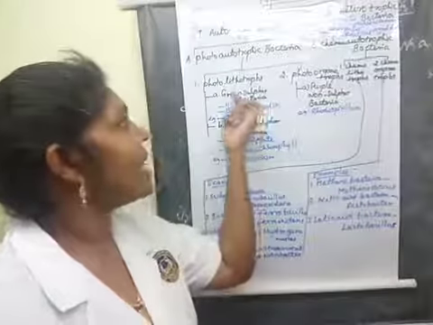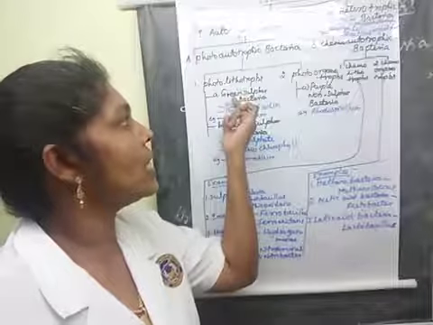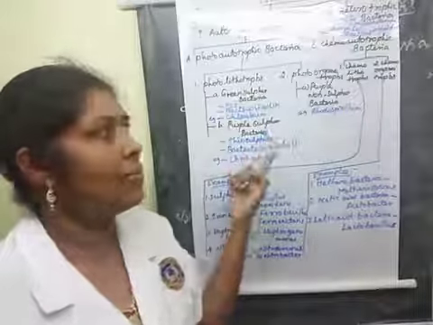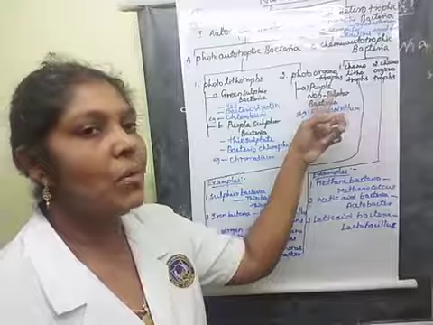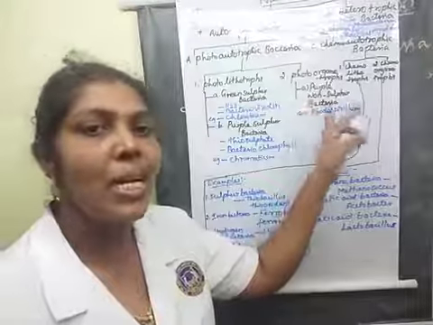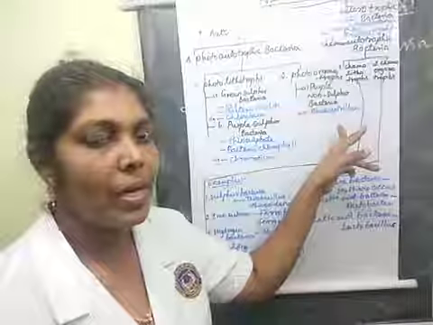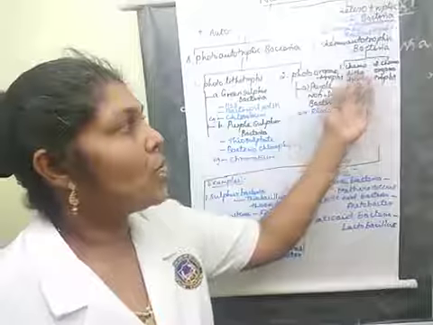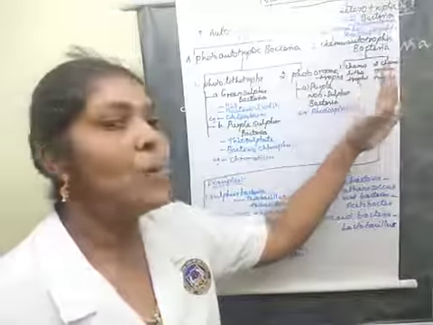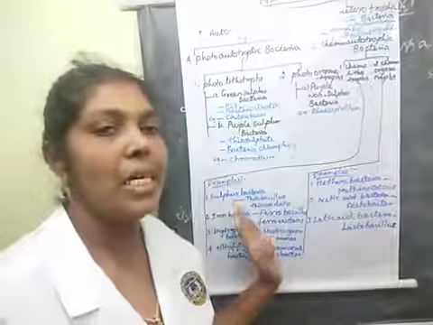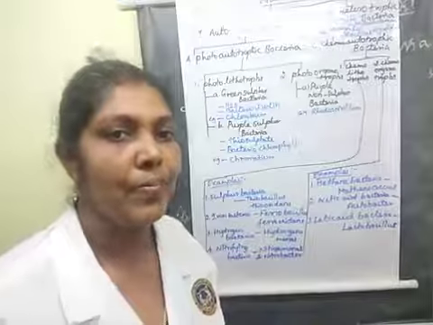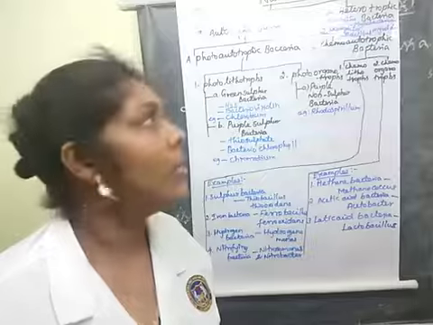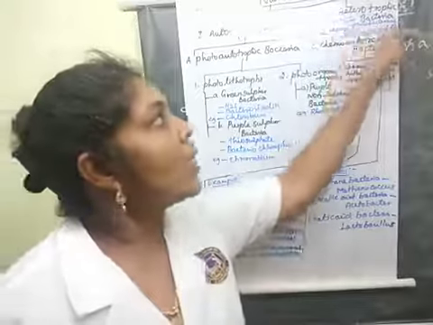Clear? Then what are the types? Under photolithotrophs come green sulfur bacteria and purple sulfur bacteria. Under photoorganotrophs comes purple non-sulfur bacteria. Understood, children? Yes. Next, chemolithotrophs. Write what chemolithotrophs and chemoorganotrophs are, and then mention the examples also. Clear, children? Say yes or no? Yes.